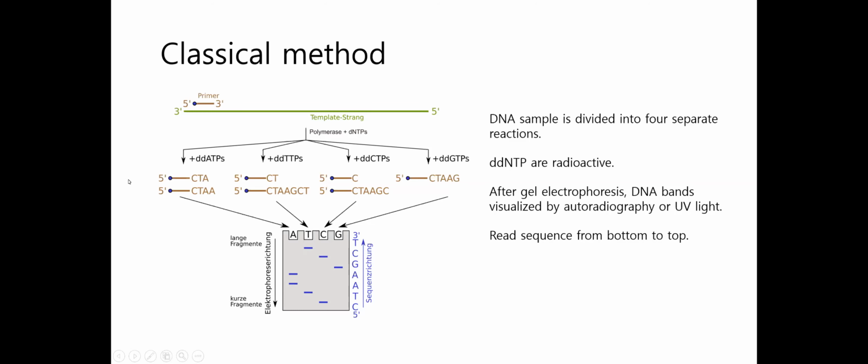And after the process of DNA polymerase, it goes through gel electrophoresis. And as you see in this picture, the direction of electrophoresis is from top to bottom, and the short DNA fragments move faster than longer ones. So the short ones go to the bottom. So we read the sequence from bottom to top, and we can sequence the DNA.